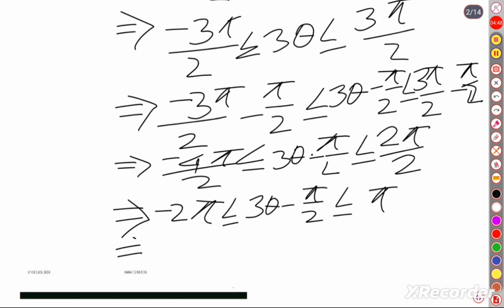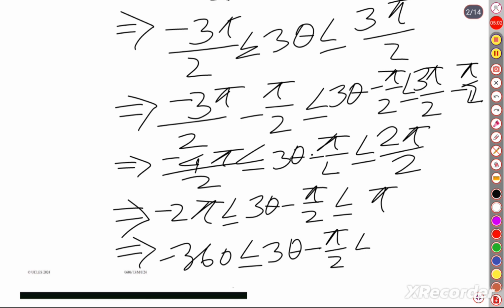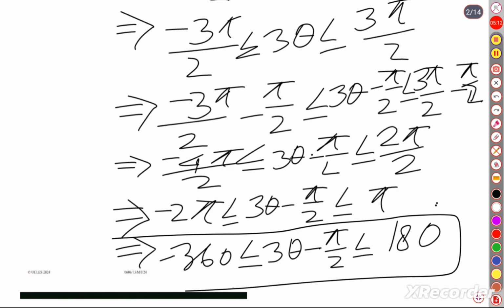As it is given in radian mode, we can convert it into degrees. 2π means 360, so negative 360 degrees until π, which means 180 degrees. Converting to degrees makes it easier and more convenient to identify the quadrants, but it is not essential; you can complete up to the radian form. So the domain of this function is −360° to 180°.